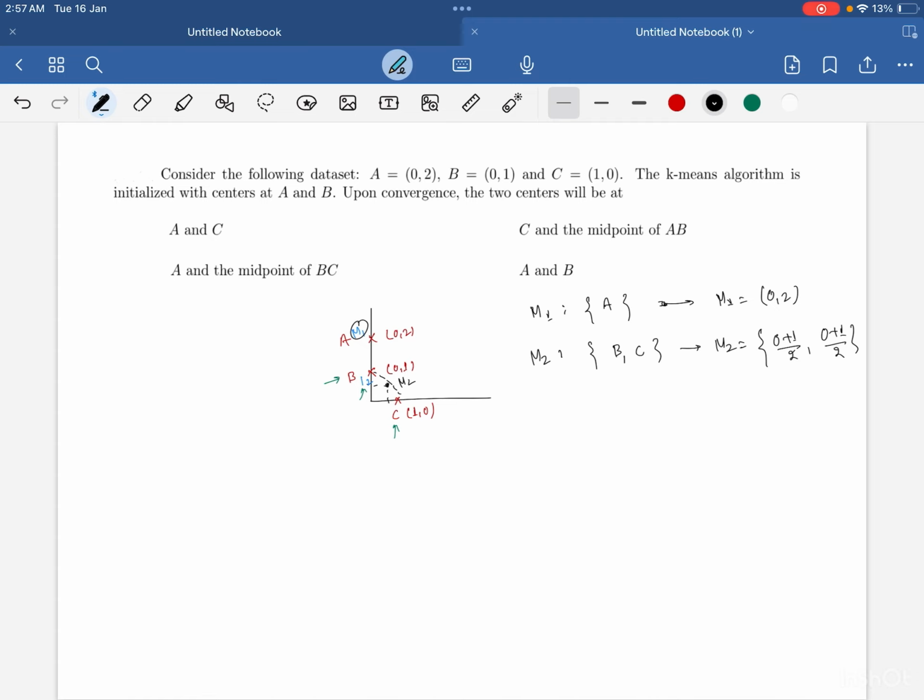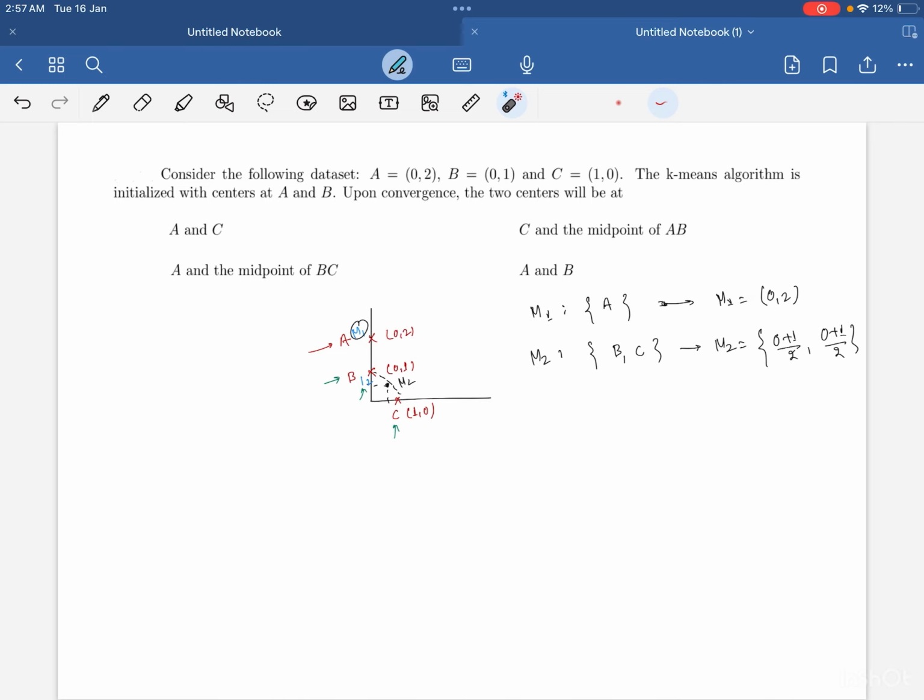Now it has converged, right? How can we confirm that? Again, pick the first point and calculate the distance from mu 1 and mu 2. A will be in the cluster of mu 1. Now pick the second point and calculate the distance from mu 1 and mu 2. B is near to mu 2, so B is going to be in the cluster of mu 2. Now pick the third point and calculate the distance from mu 1 and mu 2. C is also going to be in the cluster of mu 2.